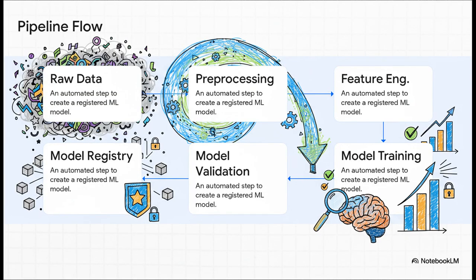And this is basically what that assembly line looks like. You start with your raw, messy data, and it moves through each of these stages: preprocessing, training, validation, until you get a finished, polished model at the very end that's ready to be deployed. Each of these is just one automated task in our pipeline.